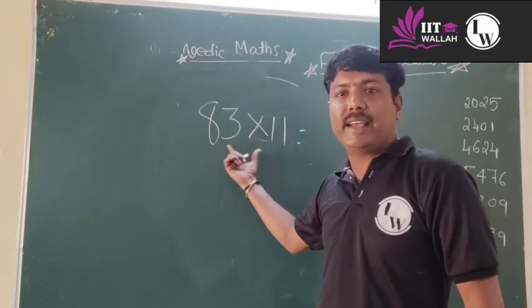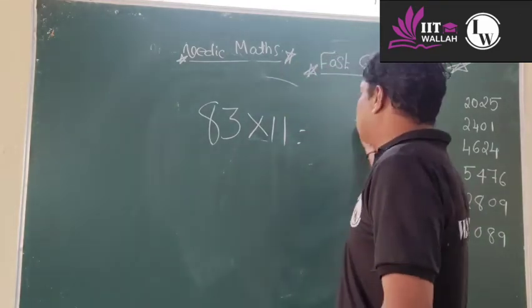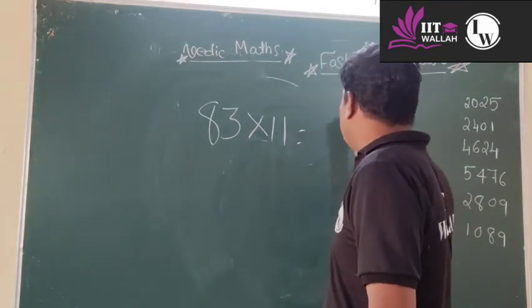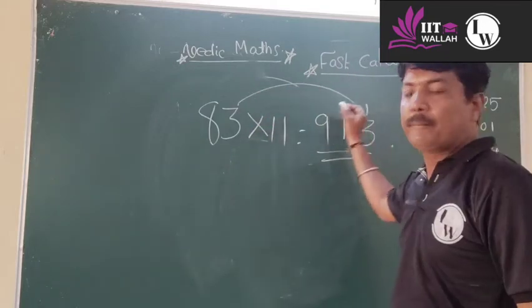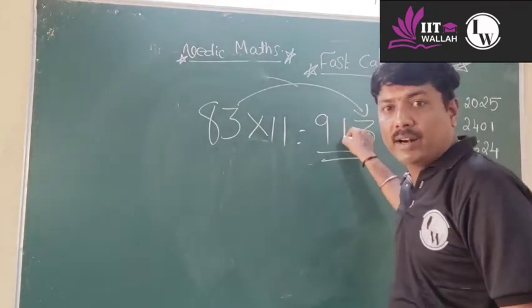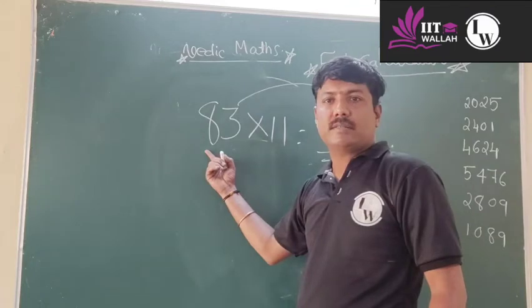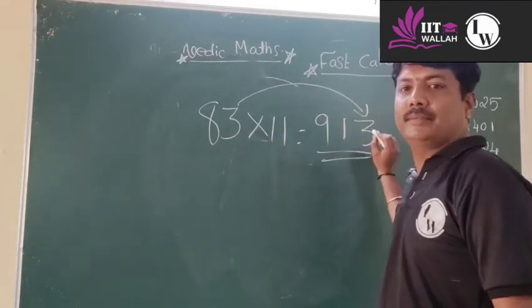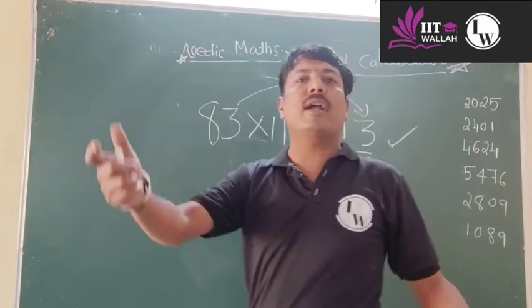So 83 into 11. See how fast I can do it. 3, then 8 plus 3 is 11, then 1 carried. See, first I write this 3, then 8 plus 3 is 11. From 11, I write 1 here and the remaining 1 will be carried to 8. So 8 plus 1 is 9. Clear? Good. So give me one more number.